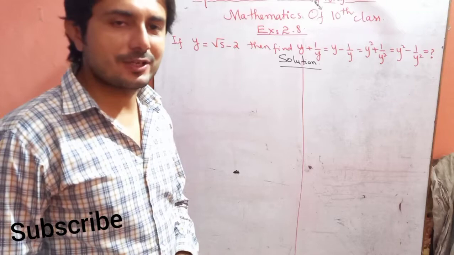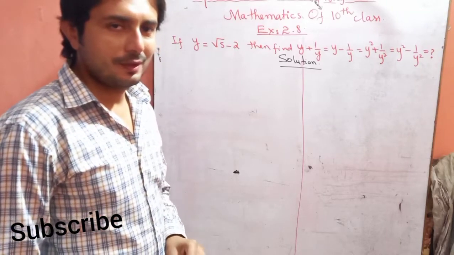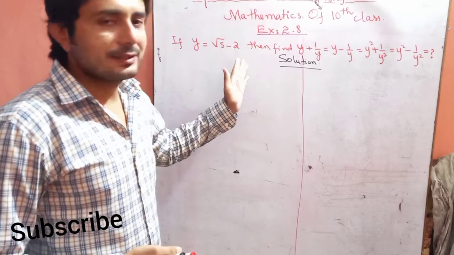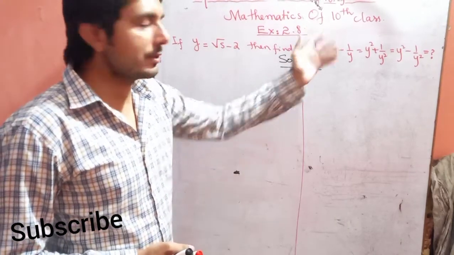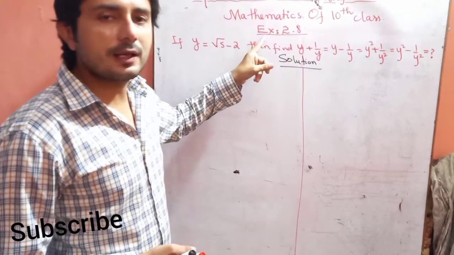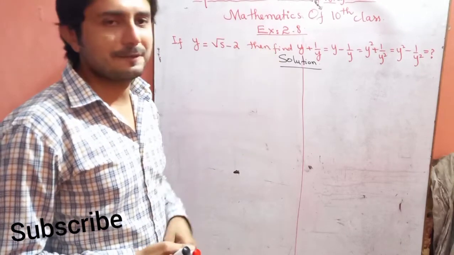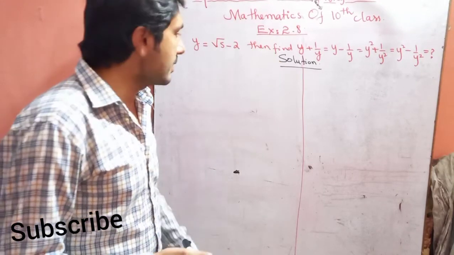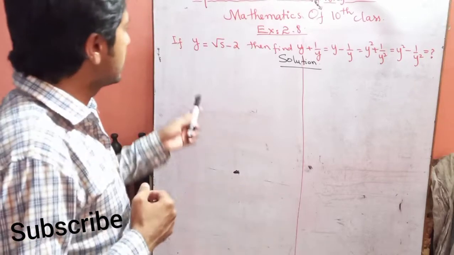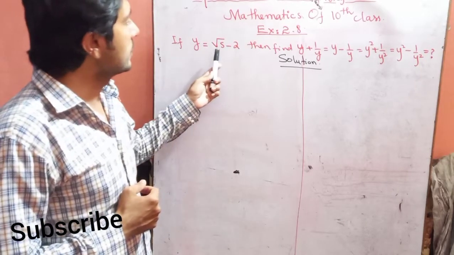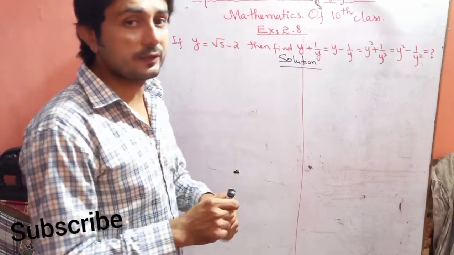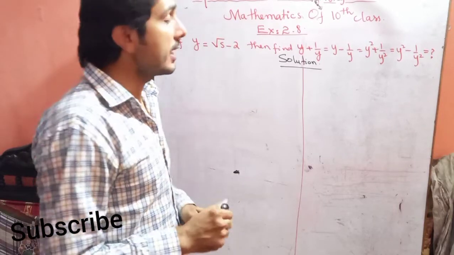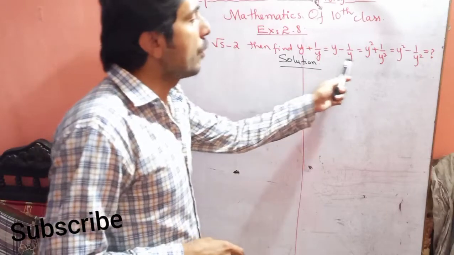And in today's lecture, I'm going to teach you mathematics of 10th class, the matriculation, and we are going to learn exercise 2.8. In exercise 2.8, we have a question: if y is equal to under root 5 minus 2, then we have to determine these four things. So the complete exercise lies on these four problems only.